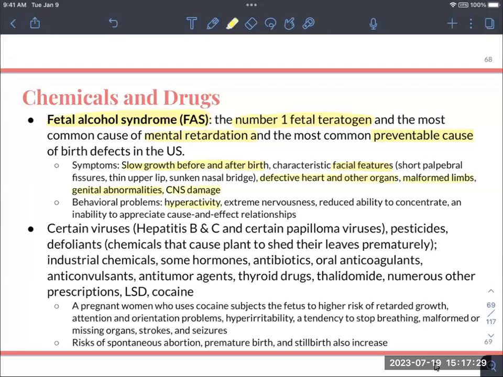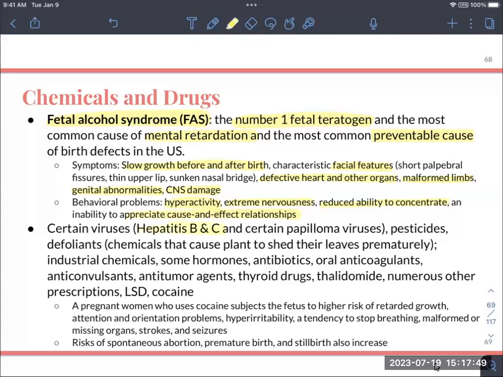These children are hyperactive, extremely nervous. They're not able to concentrate very well. They can't appreciate cause and effect.